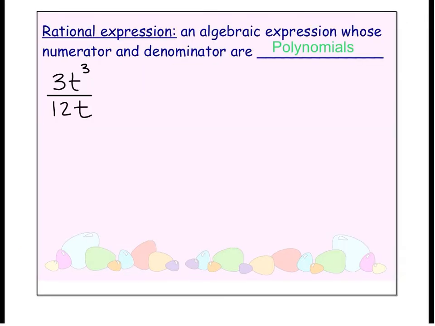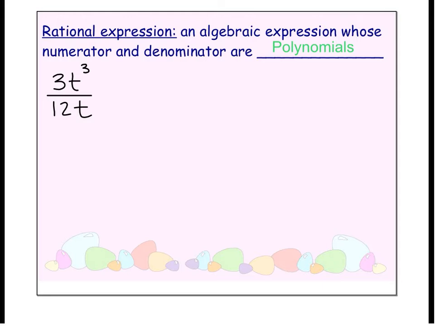Okay, so a rational expression is an algebraic expression whose numerator and denominator are polynomials. So these can take on a few different forms. When we are working with rational expressions, we want to put them in the simplest form possible. So that means we will cancel things out on the top and bottom of our fraction when possible.